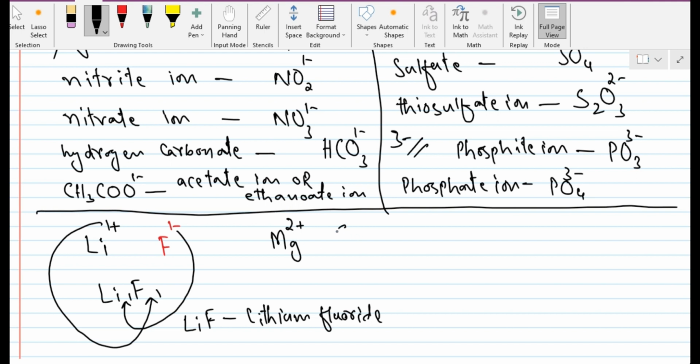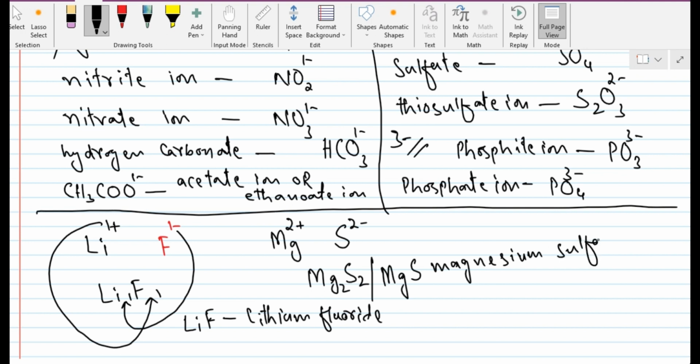Now this time I'm going to take sulfur. Sulfur belongs to group 6 of the periodic table and has a 2 negative charge. When I combine, as I clearly mentioned, if the numbers are same, no need to write them. The 2 would come to this position, but as the numbers are same, we are not going to write them, so it should be MgS, magnesium sulfide. Magnesium sulfide is the name. Understood? So these are the namings.